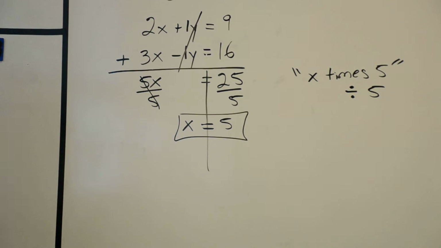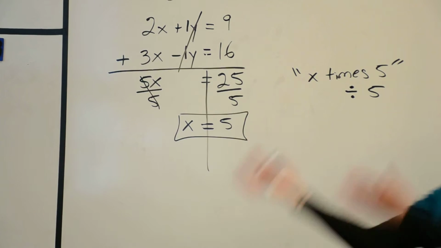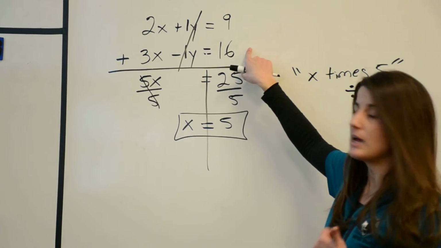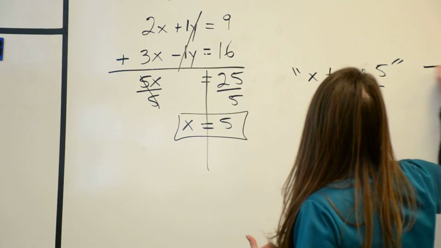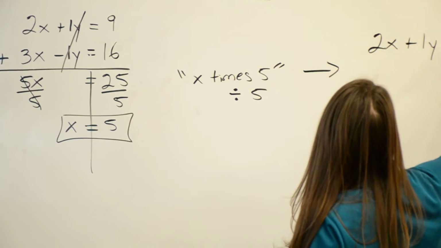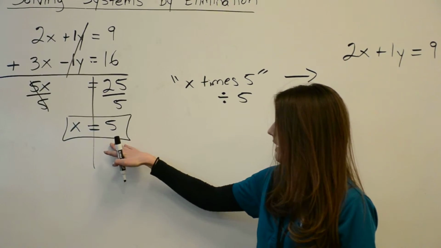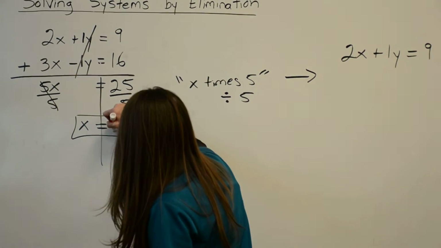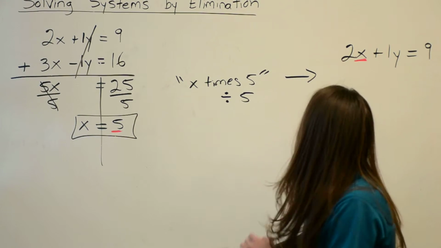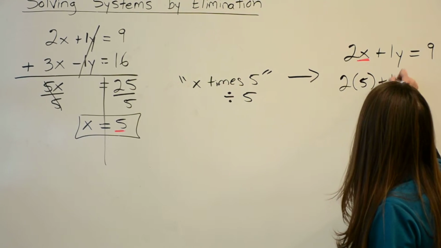However, if you remember the system, the solution to a system is a point, so you need an x coordinate and a y coordinate. So now, just like we did in substitution, we're going to substitute into either of the original equations. It doesn't matter which one. I will just use the top one for now. So I have 2x plus 1y equals 9. And then my x from here, x equals 5, I can replace this and put it in for x here. So then I get 2 parentheses 5 plus 1y equals 9.